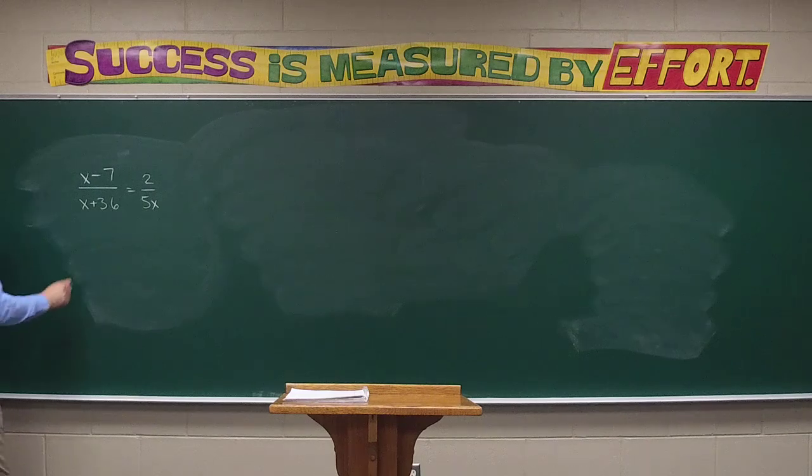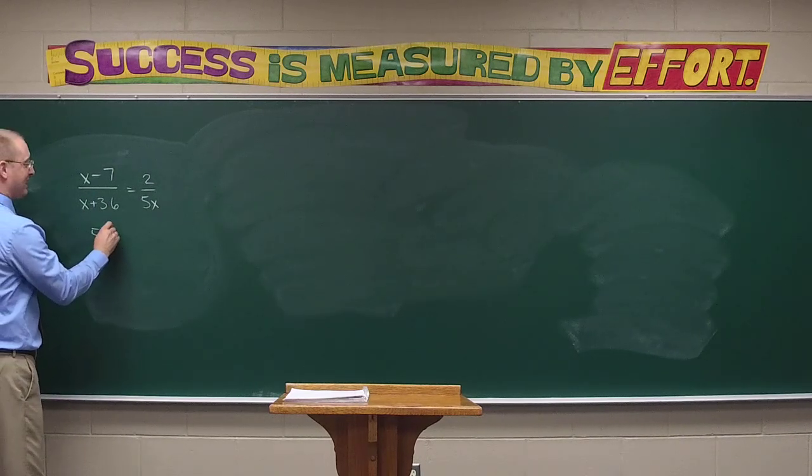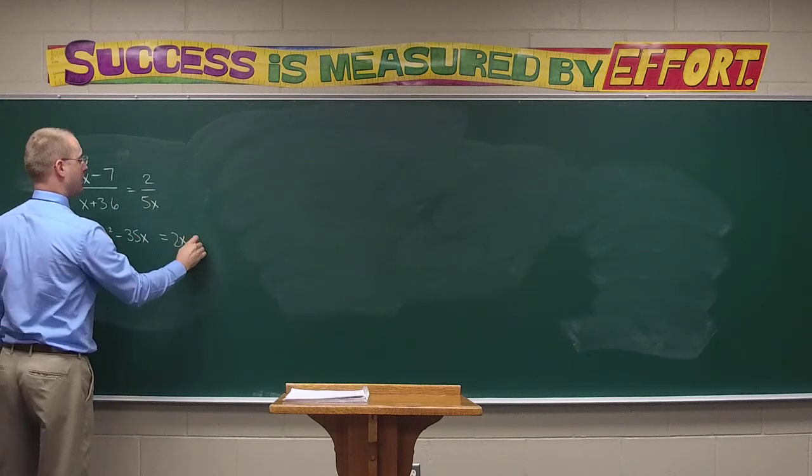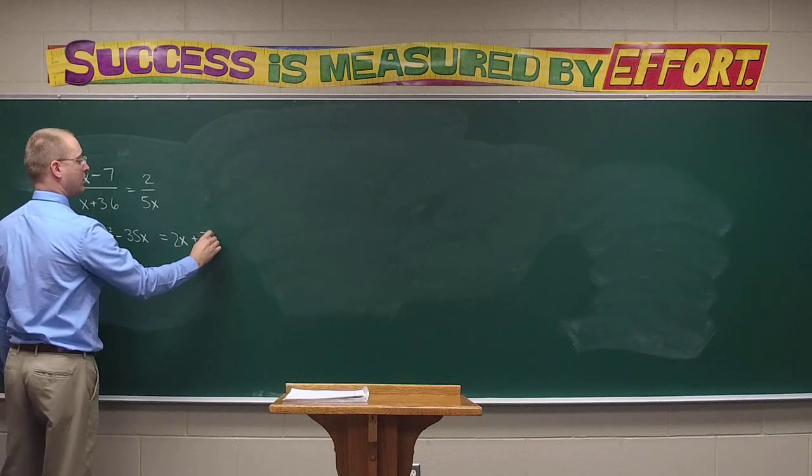9x squared minus 9 equals 3x squared minus 6. Are you on number 18? Oh, I was about to say, I think something's not right. How about number 18? The one I wrote on the top. 5x squared minus 35x equals 2x plus 72. There we go.